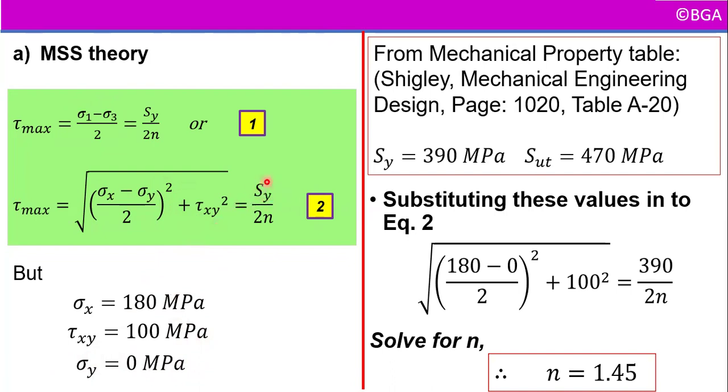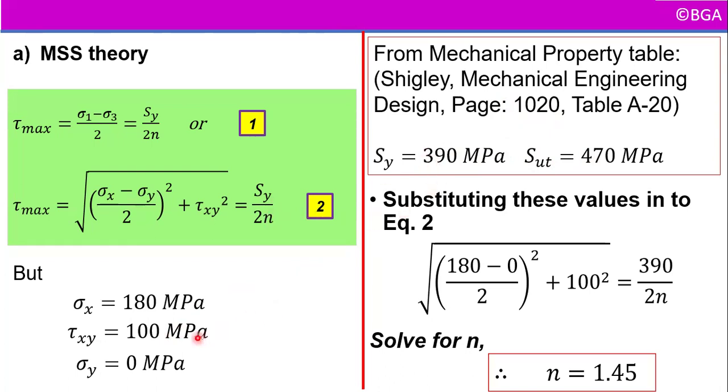Another thing that we are given indirectly is the yield strength of the material. The yield strength can be read from a mechanical property table where we have already selected the material to be AISI 1020 using this code. You can read the yield strength and ultimate strength of the material. Yield strength is rated to be 390 megapascal and ultimate strength is rated to be 470 megapascal. Now we have all data here except the factor of safety, which is the one that we are looking for.